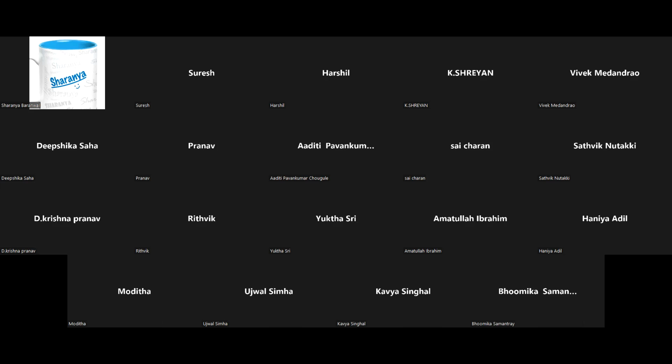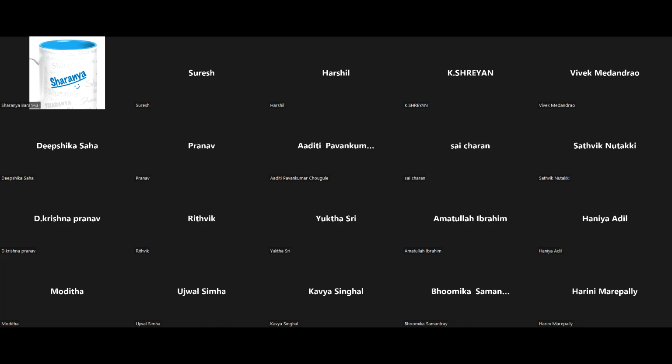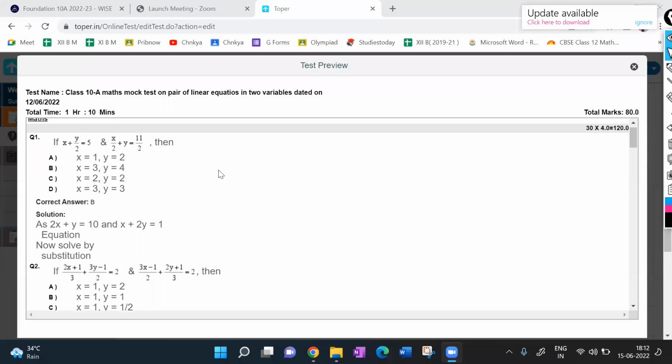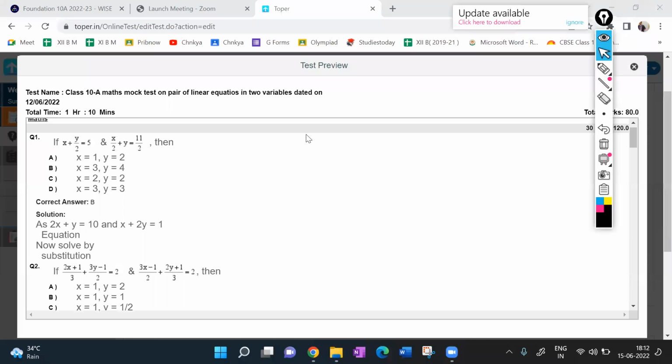So let's get started now. Hope you all can see the screen here, and many people are late to the class actually. So here the question is, if x plus y by 2 is equal to 5, and x by 2 plus y is equal to 11 by 2, then what are the x and y values?